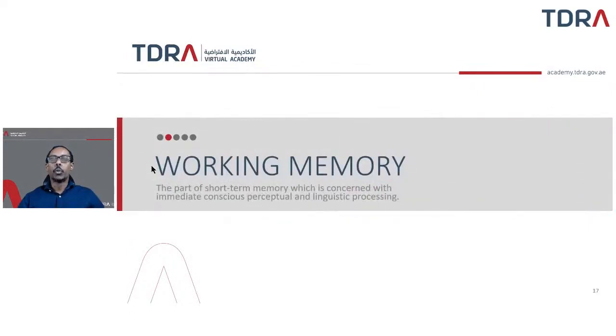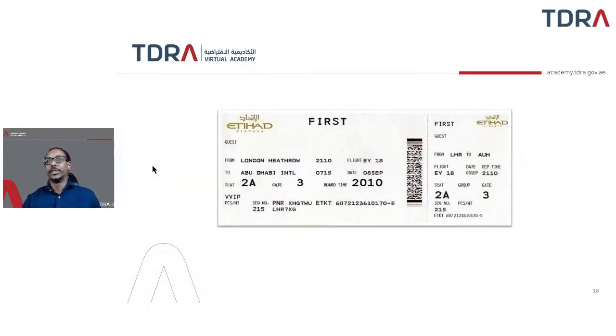Number 2, working memory. This is the short-term memory, which is concerned with immediate conscious, perceptual, and linguistic processing. And again, the example here for the issues with the short memory is your boarding pass ticket. A question to you, how many times do you check the gates and the seats from the time you receive the boarding pass until you buckle your seatbelt? We check them several times.